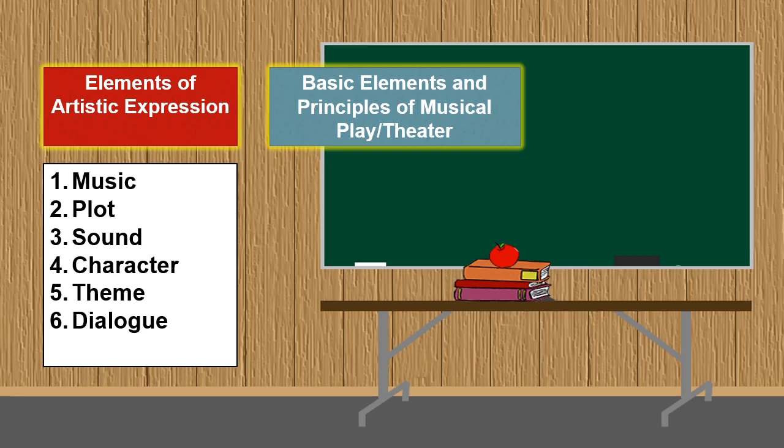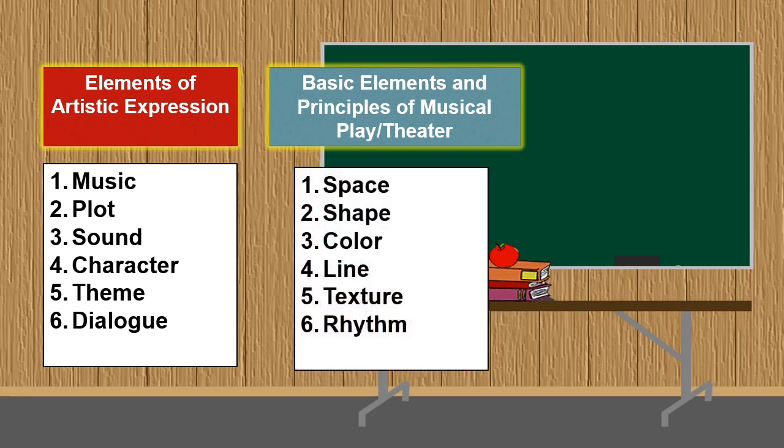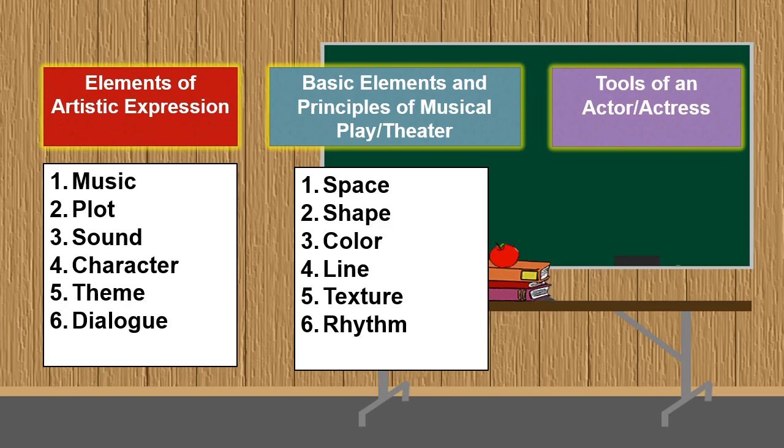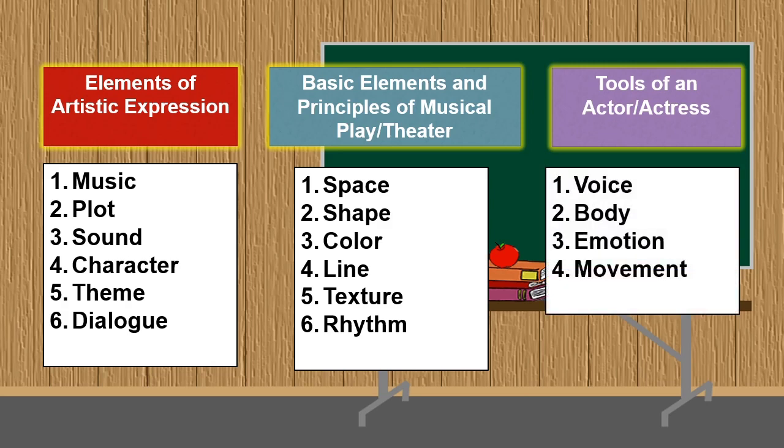The words under basic elements and principles of musical play or theater. Number 1, space. Number 2, shape. 3, color. 4, line. 5, texture. 6, rhythm. And the words under the tools of an actor or actress. Number 1, voice. Number 2, body. Number 3, emotion. Number 4 is movement.